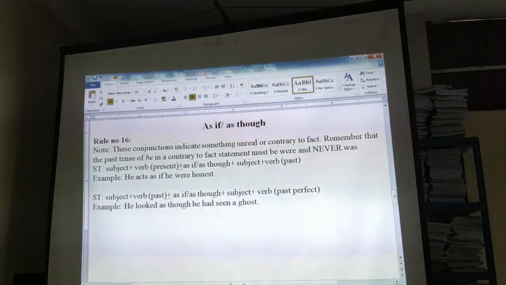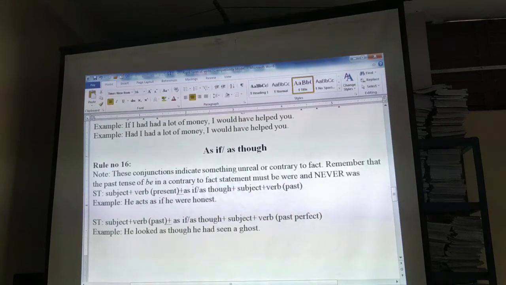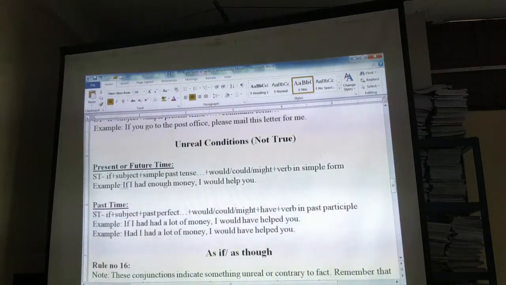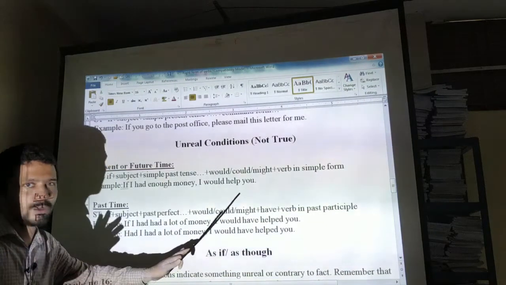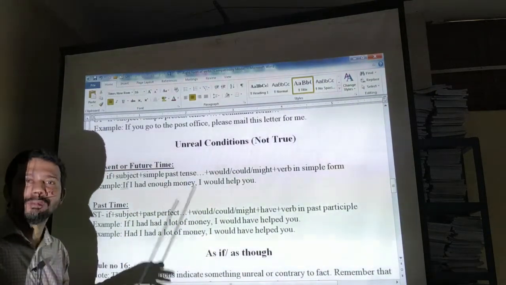My dear students, now I will discuss unreal conditions. See, unreal conditions, not true. You will see that the work will not be possible. So this is the unreal condition. See, unreal conditions, not true. I mean not possible. The work will not be possible.